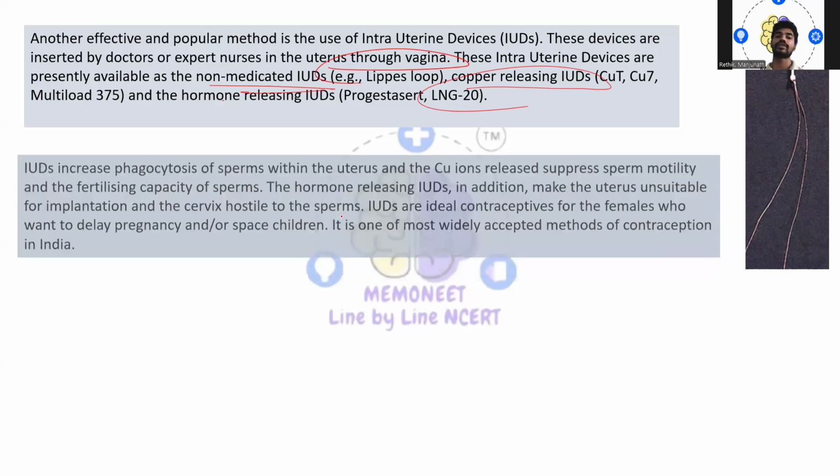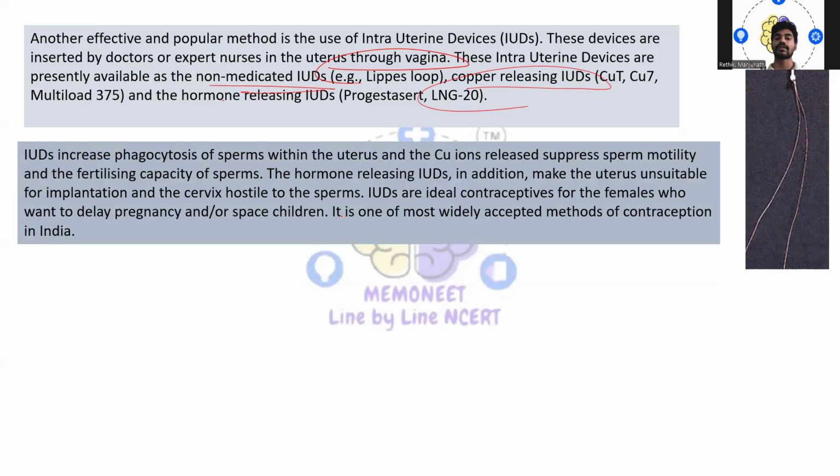What are the advantages? These IUDs increase the phagocytosis of sperm, that is sperm death within the uterus. You will also see the Cu ions being released. The copper releasing IUDs release Cu ions, and they suppress sperm motility.